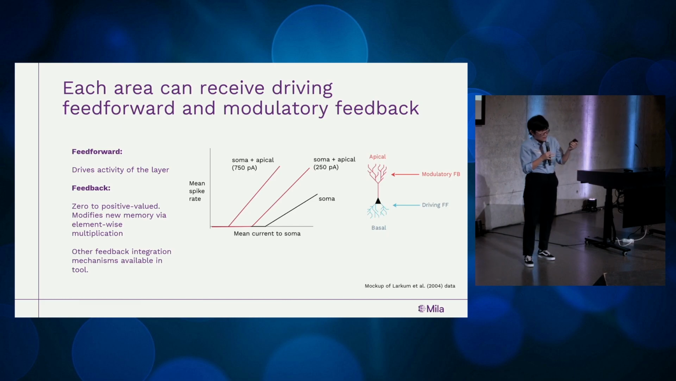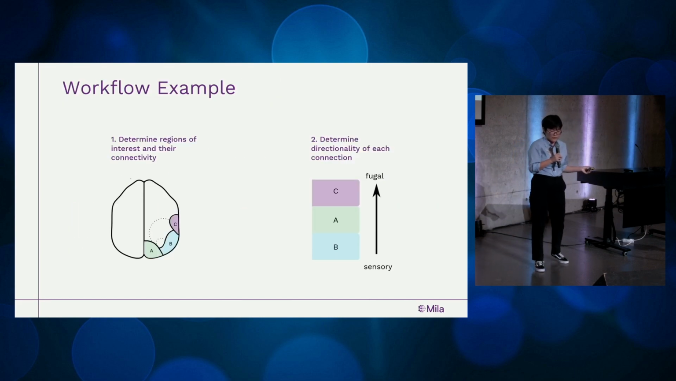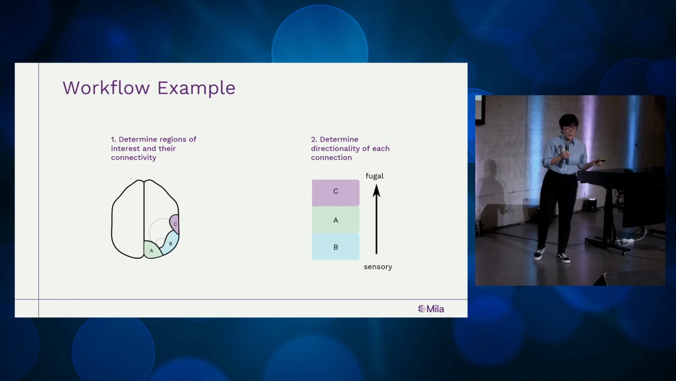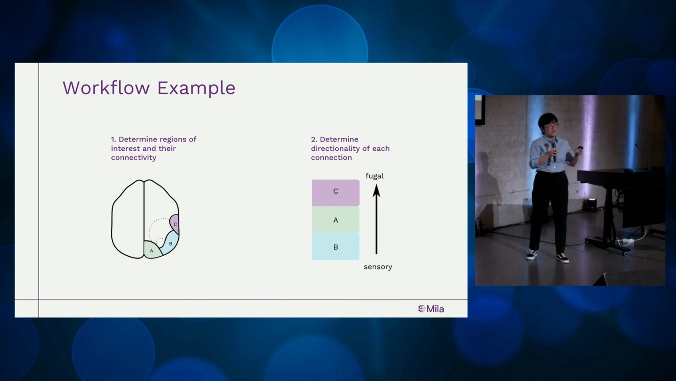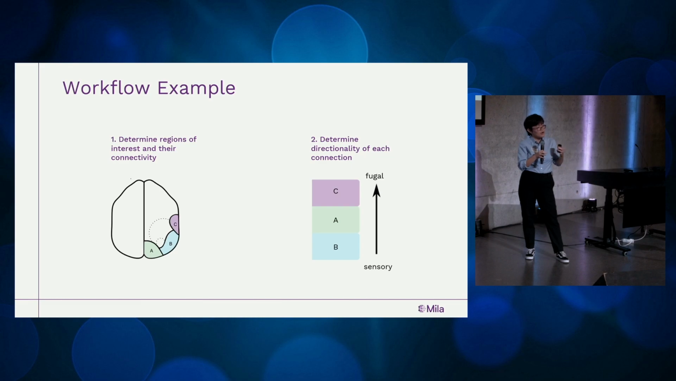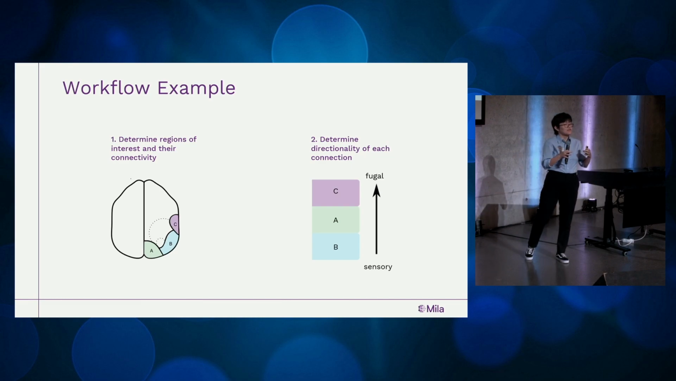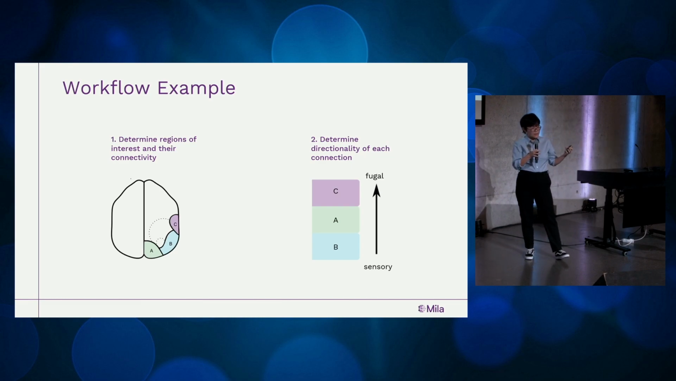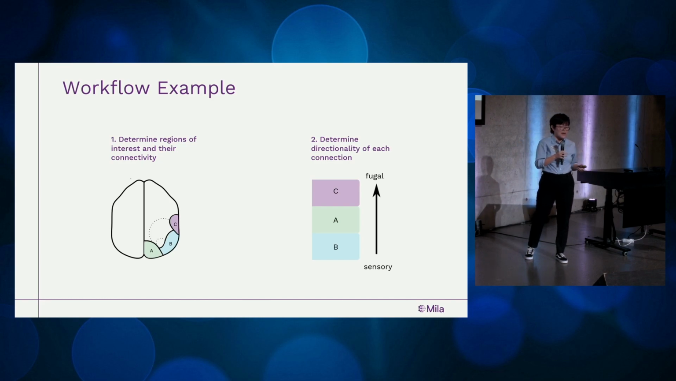But what is the process of making that ANN? For that, I'll give a little bit of a sample workflow. So first step, you want to determine which areas of the brain you want to model, and particularly figure out the connections between them, using, for instance, structural data, diffusion-weighted imaging, so to speak. And after you have the connections between areas, you want to figure out the directionality of these connections. Who feeds forward to who, and who feeds back to who.